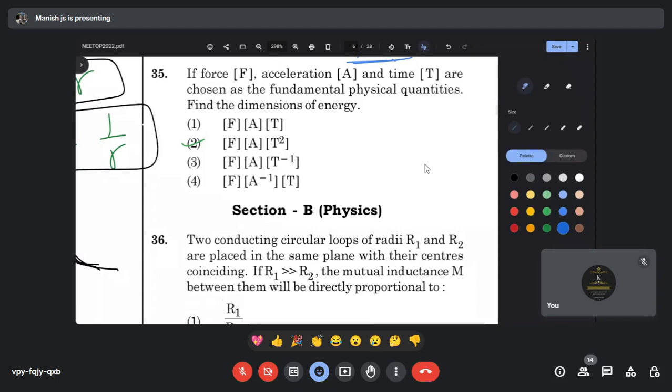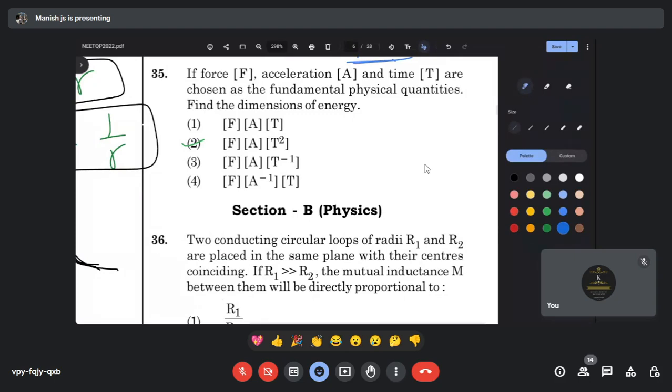Okay, by using the method of dimensions. You have studied the method of dimensions. So you use that method, you will get it. That is how you have to approach this question. There is no other way, because here they have changed the fundamental quantities themselves, using force, acceleration and time. So use that and you will have to do it.